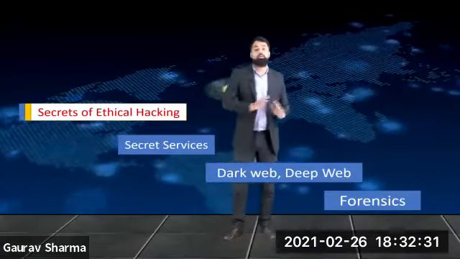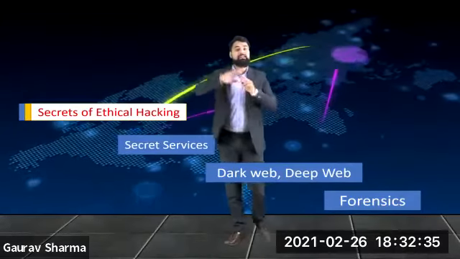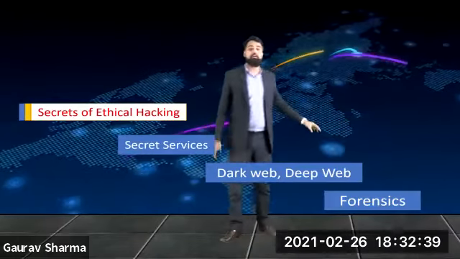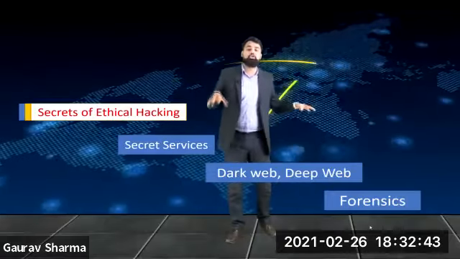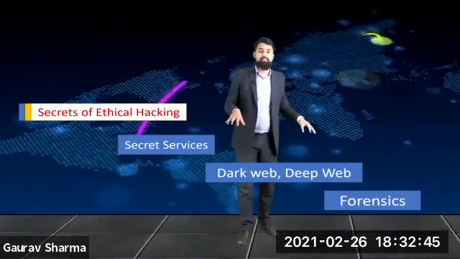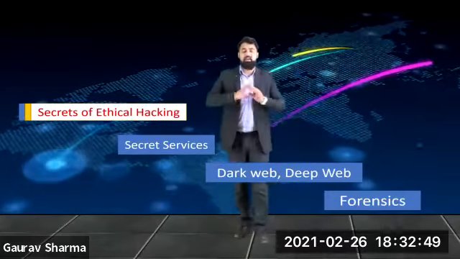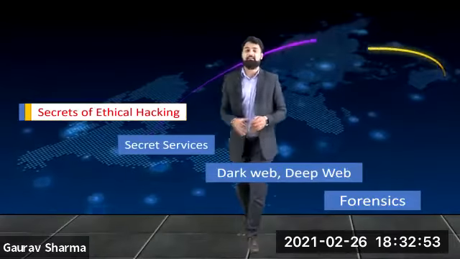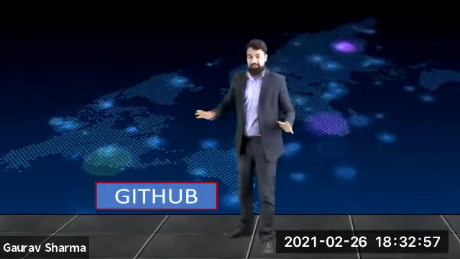So what we are going to do is take a photo and get all the details about it. That is under forensics. So these are the secrets, right? There is huge anonymity in these fields, like forensics, the dark web, and secret services. So this is what we are going to talk about.